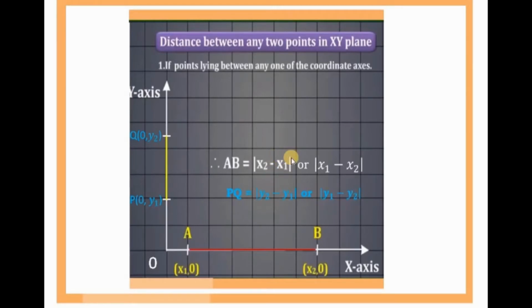We keep modulus because we take absolute values, that is positive values. Remember that distance is always positive.